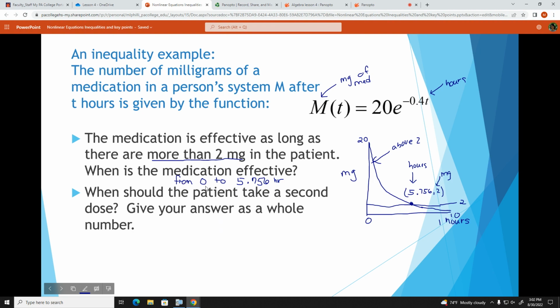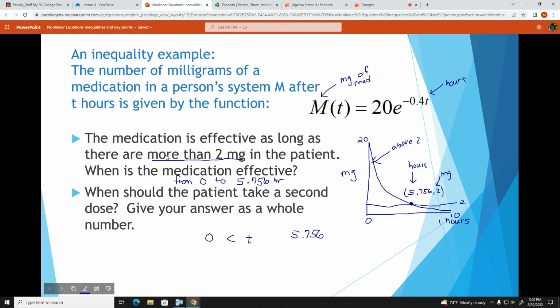So it looks like it's effective starting at 0 when the patient takes the medicine. So 0 would be the lower boundary. The t is the time. That's the variable that's in the middle of this. And the 5.756 is the upper boundary. Now, exactly equal to 0, I guess they're still swallowing the medication. So I think that would be not having an equal to.